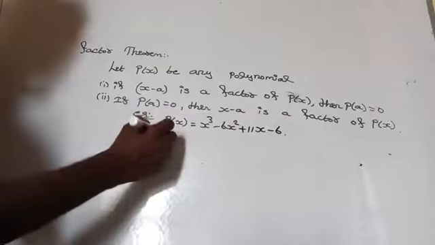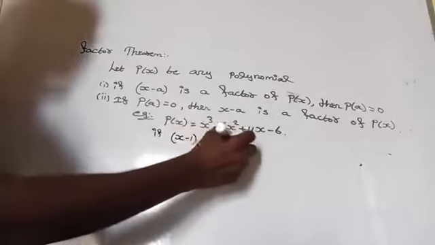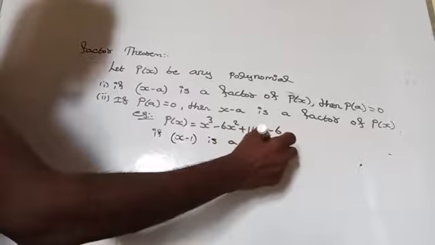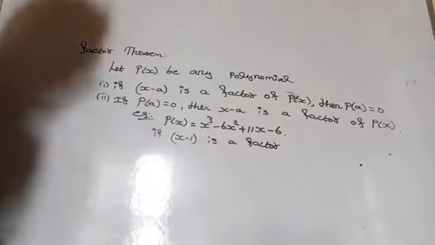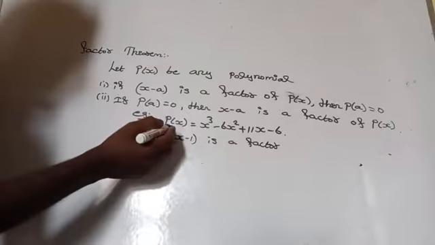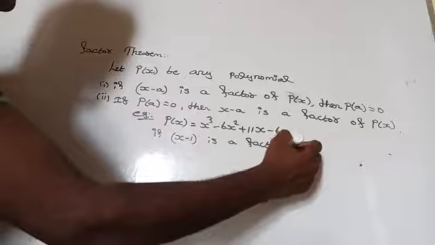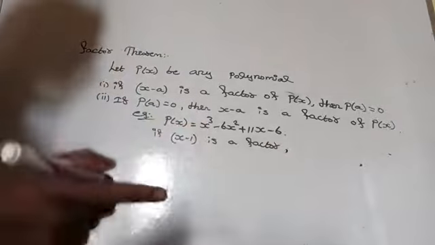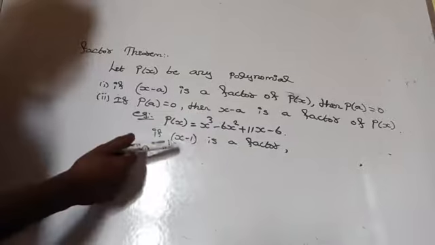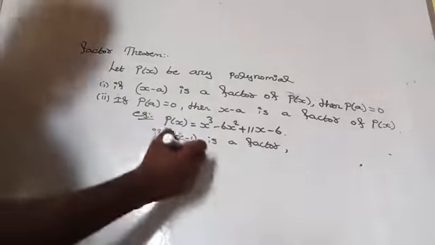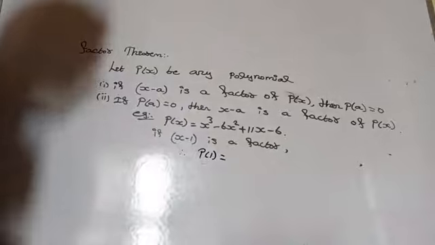If x minus 1 is a factor of p of x, it is given, then what I told you, if x minus a is a factor of p of x, then p of a will be 0. Here I am saying that if x minus 1 is a factor, then p of 1 should be 0. Therefore we will find p of 1, and it will come 0.